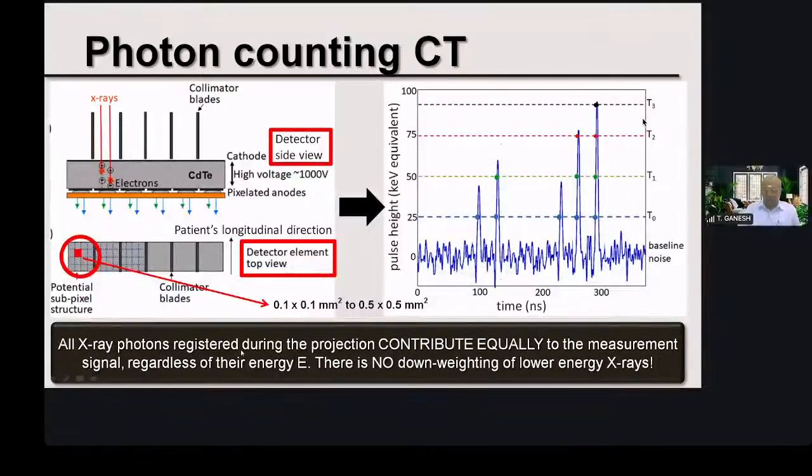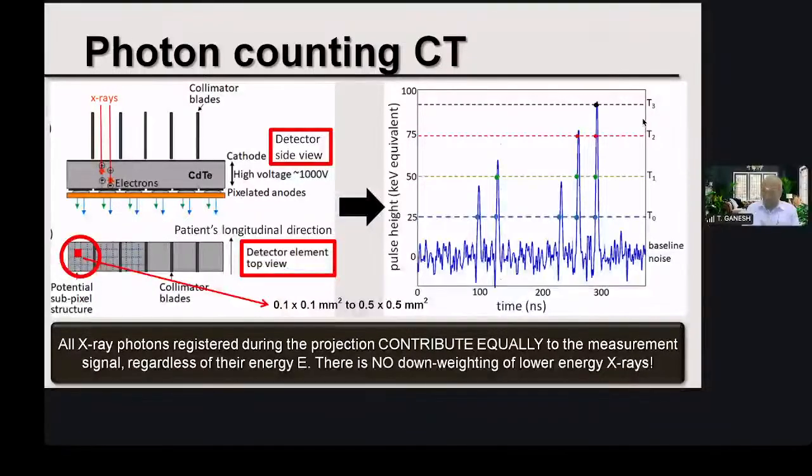So X-ray photons are registered during the projection. So during each projection, all the photons that are registered, they contribute equally. Remember in the energy integrating detectors, the low energy photons which carry the maximum diagnostic information, particularly the low contrast information, they get subdued by the high energy photons. That is because high energy photons, they produce the large part of the signal, and hence the low energy photons, they get buried in them. So there is an energy bias.